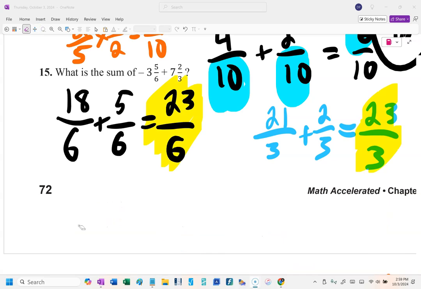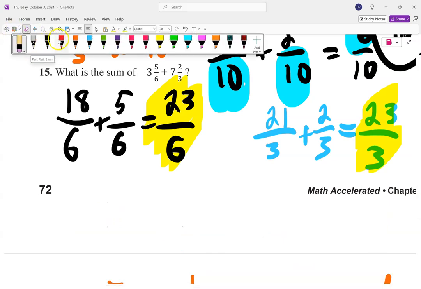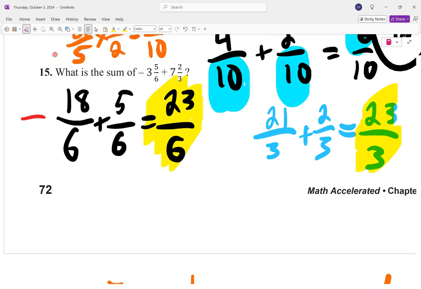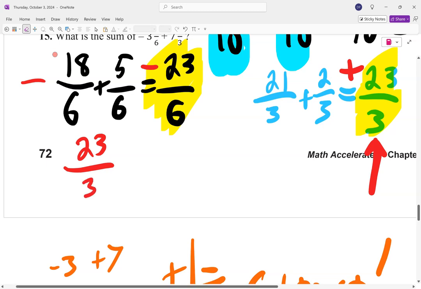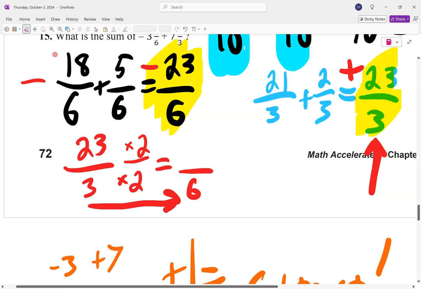Now what do we need to do? Now we need to put our negative back in. What was our negative? This one was negative. So negative 23/6 and positive 23/3. Well, they don't have a common denominator. So let's change this 23 thirds into sixths, meaning we have to multiply by 2 over 2. That way this 3 times 2 will become 6. Okay, so 46.